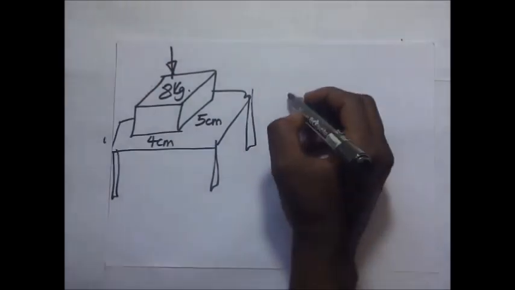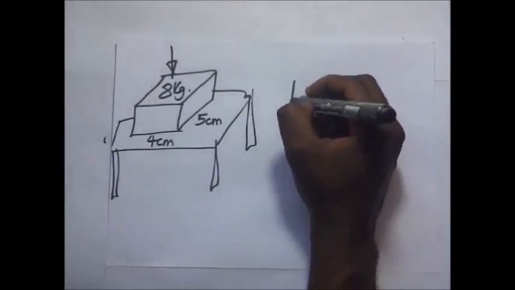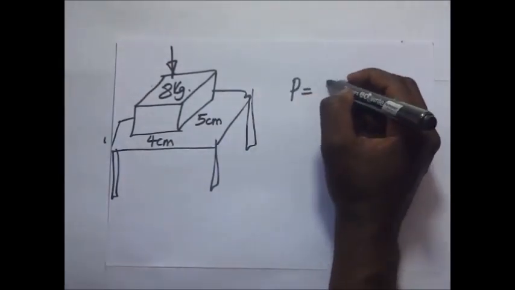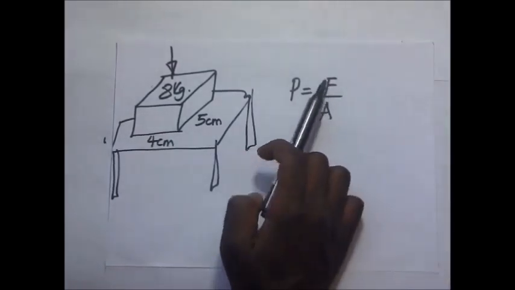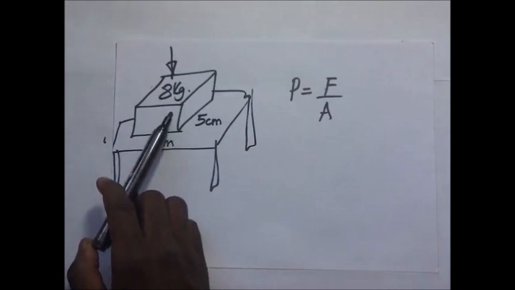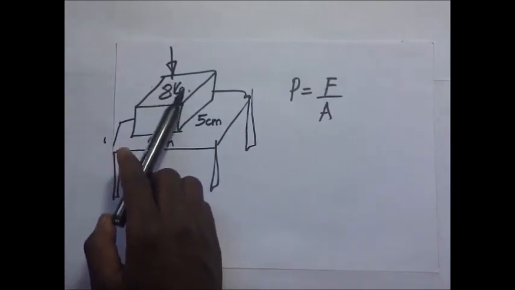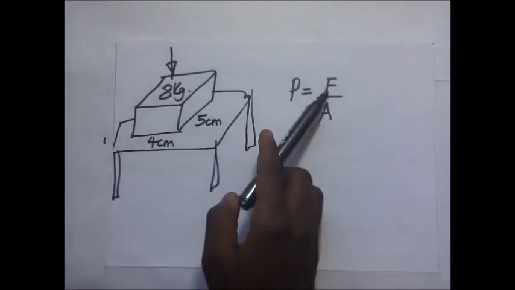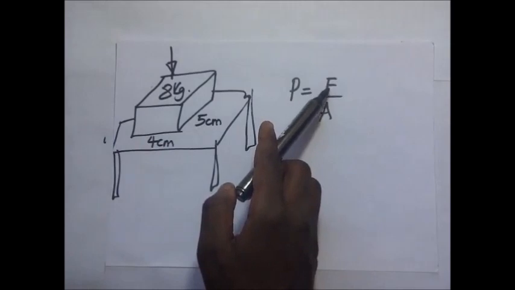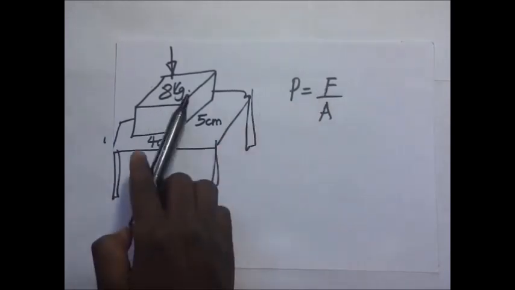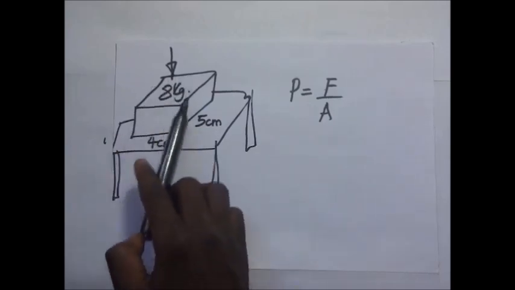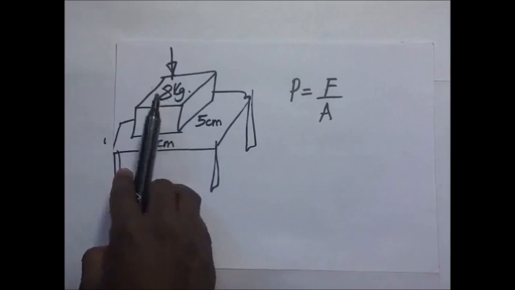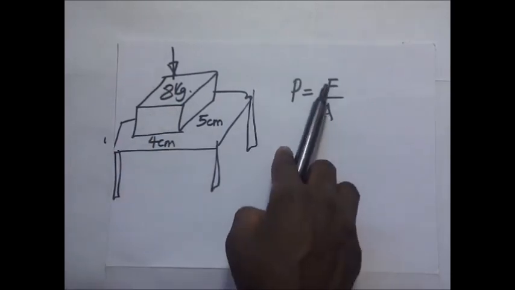So from our formula of pressure, we know that pressure is going to be equal to force over area. Now we do not have the force, but we have the mass of the box. The mass of the box is 8 kilograms. So we can find the force or the weight, because force and weight is the same. So the force or the weight of this box is simply going to be equal to mass times gravity. And our gravity is 10. So we get the force or the weight of that box in newtons, definitely.